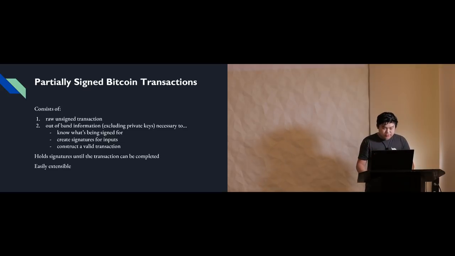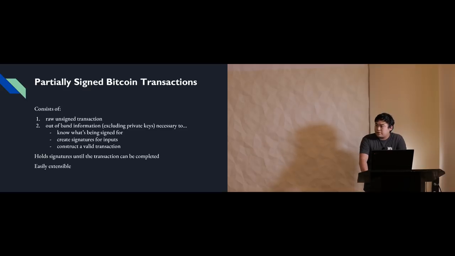These transactions consist of the raw unsigned transaction itself, followed by metadata for each input and output. This data is everything that is needed to sign. It's everything needed to know that what you are signing is actually what you intend to sign. It's also everything that you need to construct the final transaction at the end when you have all of these signatures. Of course, this doesn't include the private keys because that would be kind of pointless.